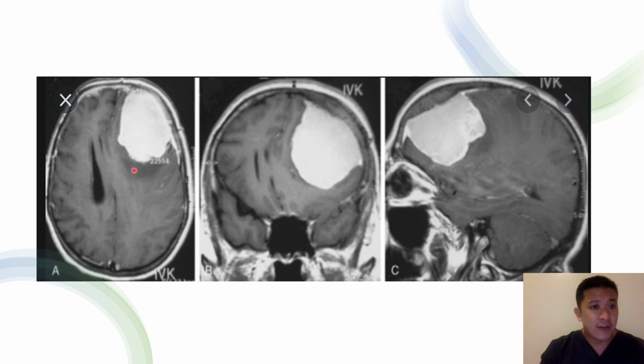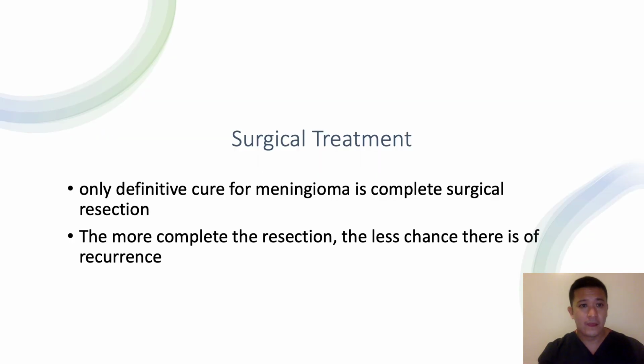As you can see here, the hypo-intense area, that's your cerebral edema. So this meningioma is compressing. It's extraaxial. It's out of the brain. It's not within the brain parenchyma. It is compressing brain parenchyma. So surgical treatment is the only definitive cure for meningioma, and complete resection is what we want. The more complete the resection, the less chance there is of recurrence, obviously.